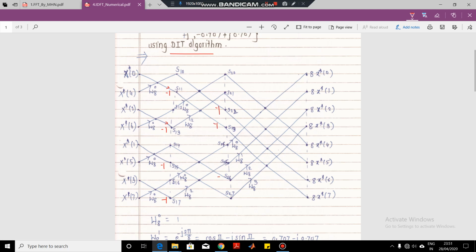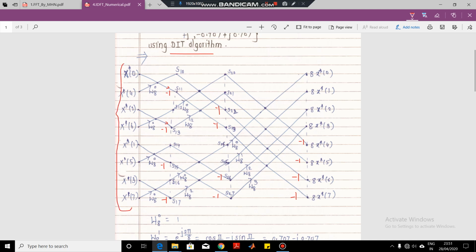Similarly for every butterfly, here it is minus 1, here it is minus 1, and everywhere we have these butterflies. So this is minus 1, minus 1, minus 1 and minus 1. After this you have to give the input. Now you do not give the input directly.